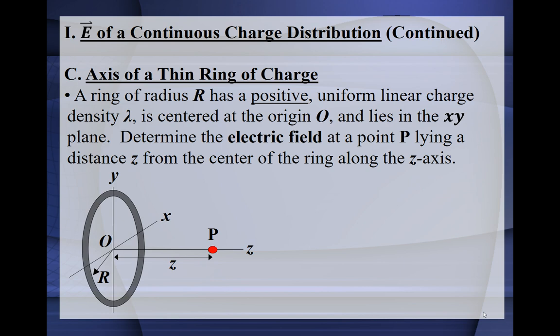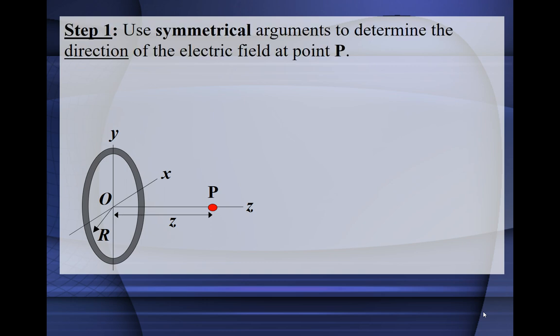Okay, so let's go through the series of steps in terms of how we can figure out what the electric field is at point P. Again, you're going to find that the steps are quite similar to lessons 1 and 2 for this unit. It's the same idea every time that you're trying to figure out the electric field due to a continuous charge distribution. So the first step is you want to figure out, using symmetrical arguments, what's the direction of the electric field at point P. Now, that's actually pretty simple to do.